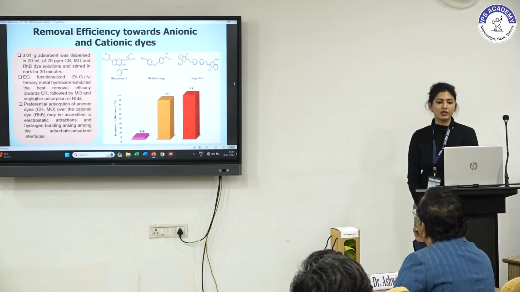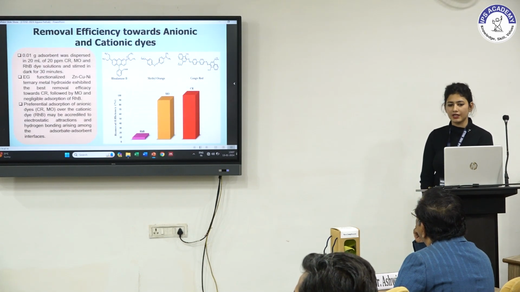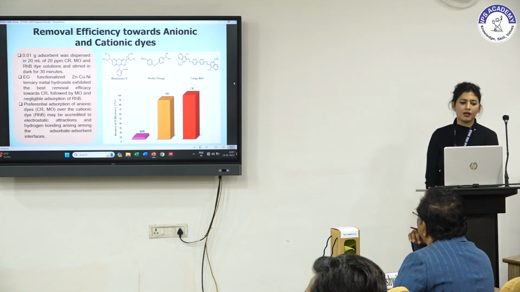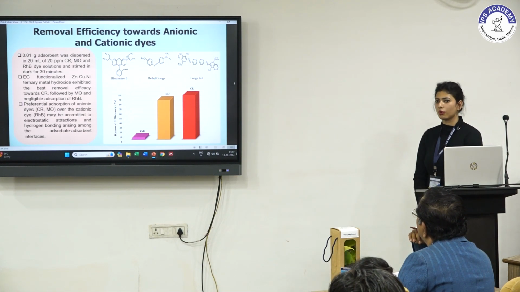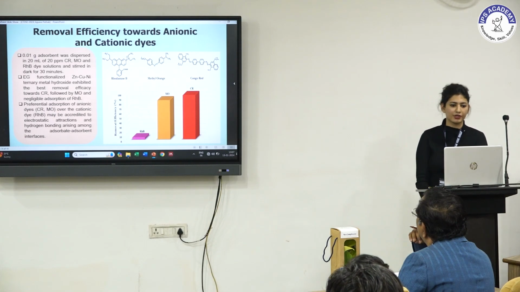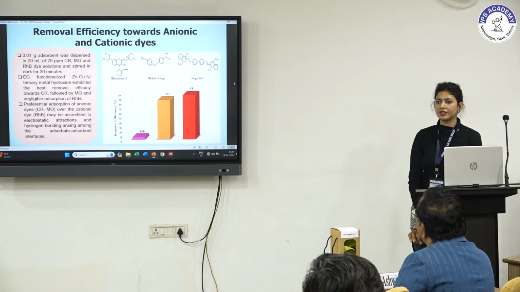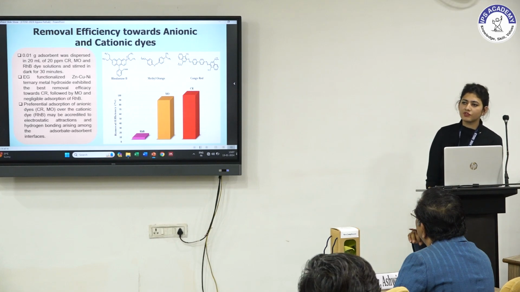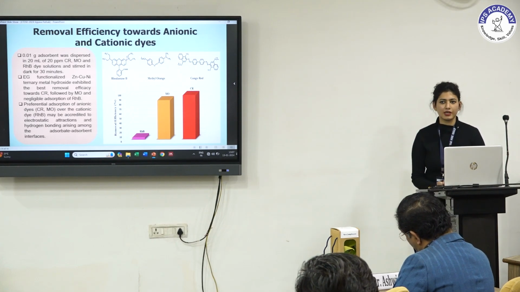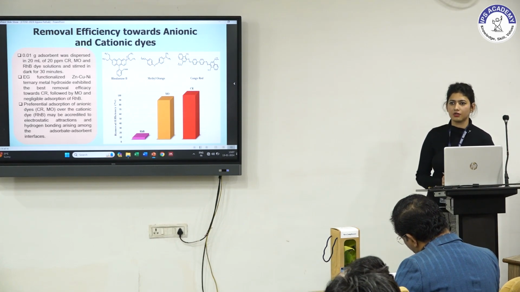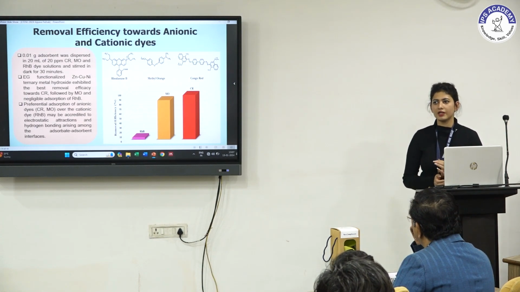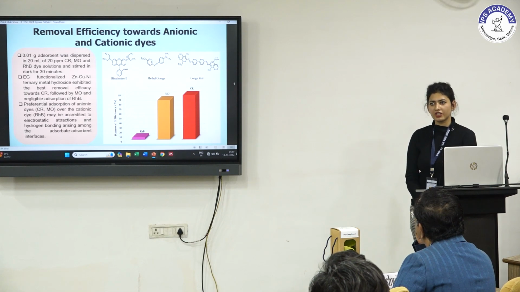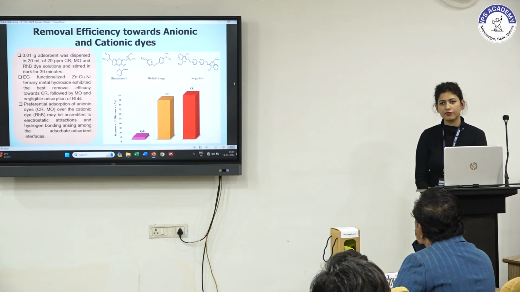So then removal efficiency towards anionic and cationic dyes was tested. Their adsorbent was dispersed in 20 ml solutions of 20 ppm Congo red, rhodamine B and methyl orange, and it was stirred in dark for 30 minutes. It was observed that the synthesized material exhibited best adsorption removal towards Congo red, which was found to be around 94%, followed by methyl orange, that was around 83%, and very negligible for rhodamine B, that was around 4%.